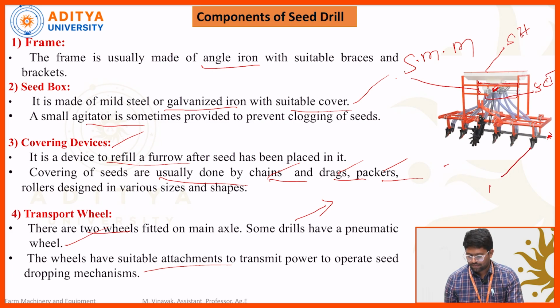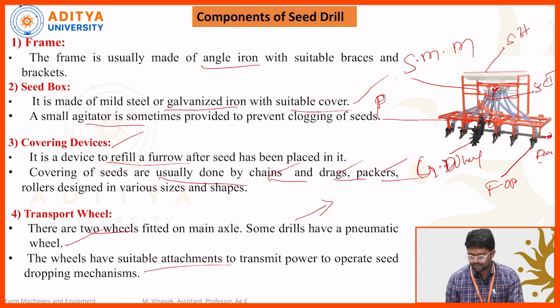These are the furrow openers, furrow closer or furrow closing device. This one is a ground wheel, GW, ground wheel. So next one here is a sprocket, here one sprocket was provided for transmitting the power. This one is a power transmission system, PTS.